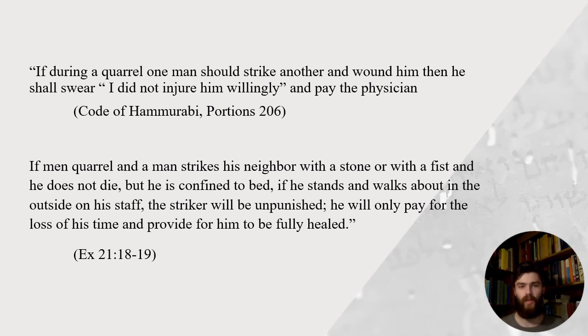Similarly, we read in the Code of Hammurabi that if during a quarrel one man would strike another and wound him, then he shall swear, I did not injure him willingly, and pay the physician, and that's it. Whereas in Exodus, in the Torah, it actually goes further. It says if men quarrel and a man strikes his neighbor with a stone or with a fist, and he does not die but is confined to a bed, if he stands and walks about on the outside on his staff, the striker will be unpunished. He will only pay for the loss of his time and provide for him to be fully healed.